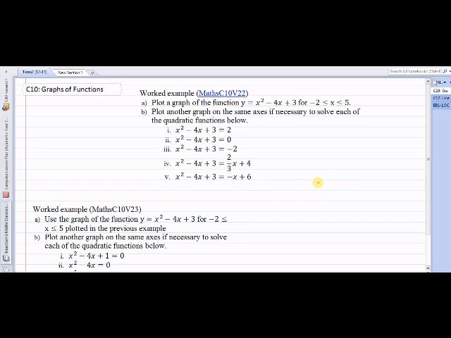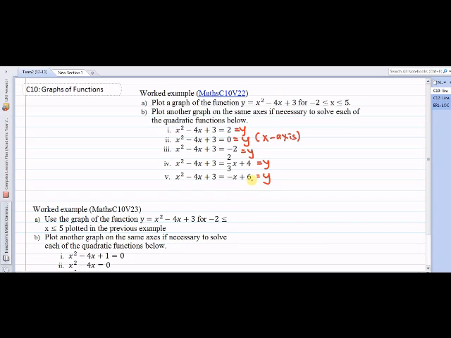In the previous example, y equals x squared minus 4x plus 3, solutions could be found to all these equations by reading off where the graph crossed the line y equals 2, y equals 0, or the x-axis, y equals negative 2, y equals 2 over 3x plus 4, and y equals negative x plus 6.